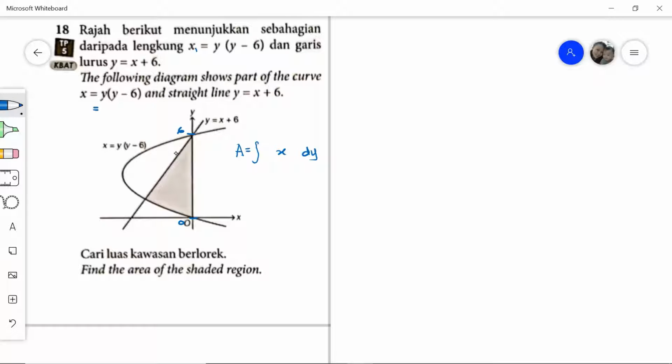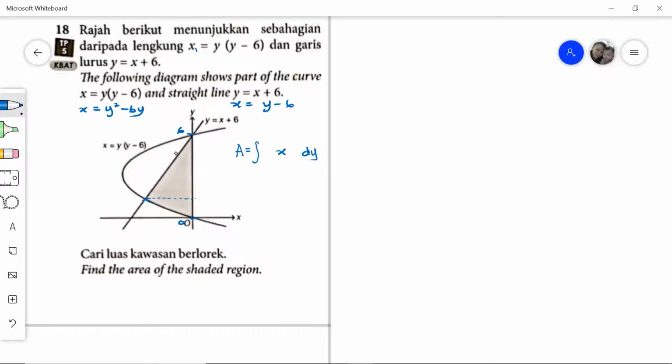So for the curve, we just need to expand it. So we have y squared minus 6y. And for the straight line, it is still y as the subject, so we have to make sure x becomes the subject now. So y minus 6. And then by looking at the area of the shaded region, if we integrate from 0 to this point of intersection, we'll just drop down.